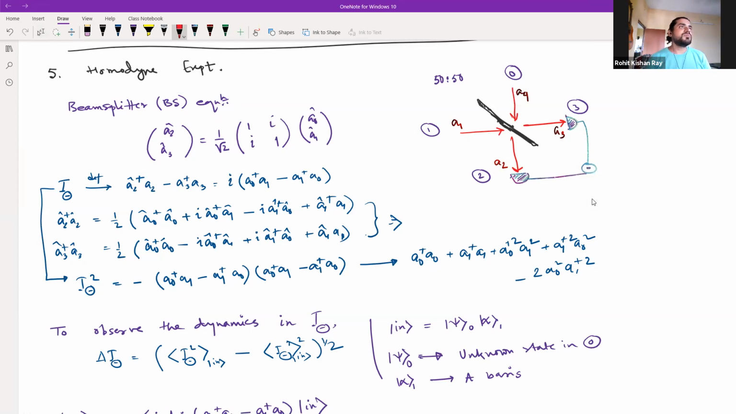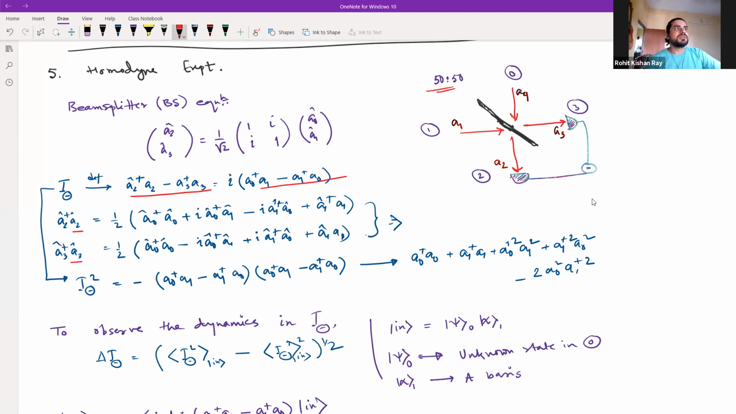So we'll start with the beam splitter expression again, and we are considering a 50-50 beam splitter. This is the schematic, as you can see. So we define this difference in intensity measurement to be of this type, A2 dagger A2 minus A3 dagger A3, and this can be expressed using this relation in this form. Here are the explicit computations using this relation that you can calculate and check for yourself.